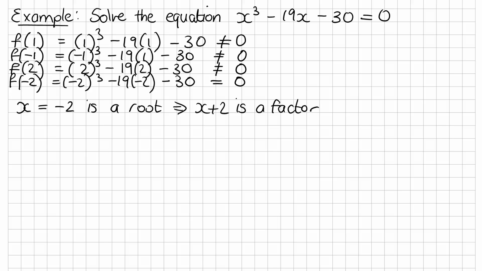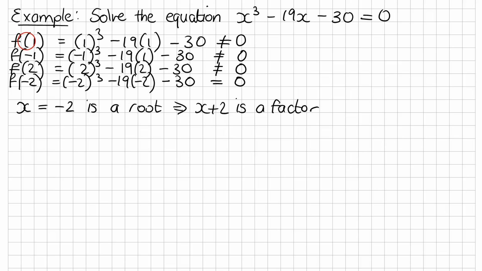Okay, so I've already started this problem off. We're trying to solve the cubic equation x cubed minus 19x minus 30 equal to 0. The first thing I did was put the equation into my calculator in table mode, and I went from minus 5 to 5 to see could I find a root. Now remember, the root has to be a factor of the 30 at the end of my equation here.